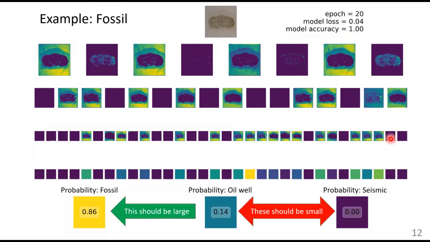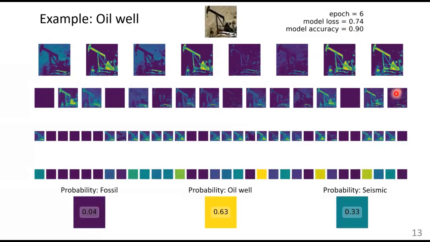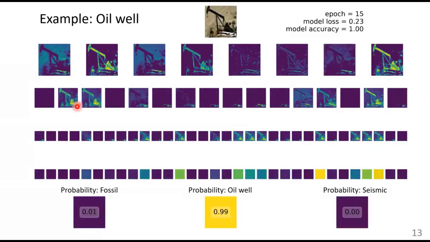Based on the changes of the weights of the model. So I have another example here for the oil well, and we can see how that changes and how these first layers, these first feature maps, are actually quite similar to the input itself. By the end of training, again, we get what we want to get.